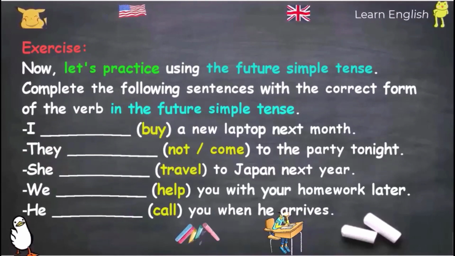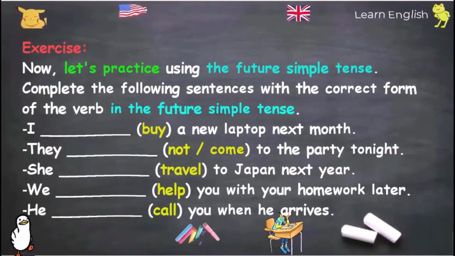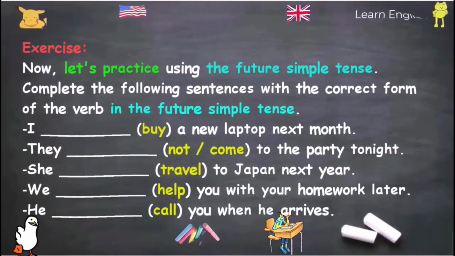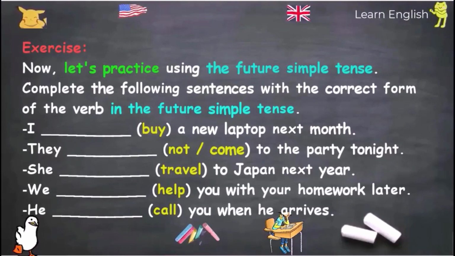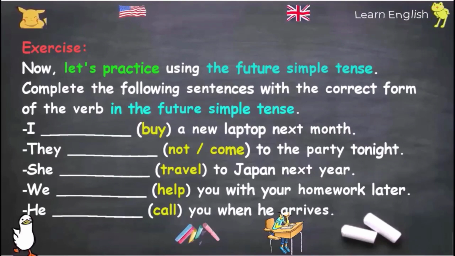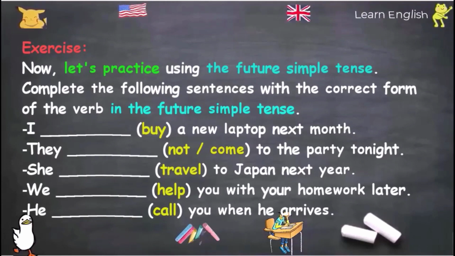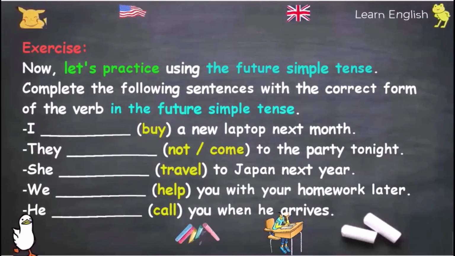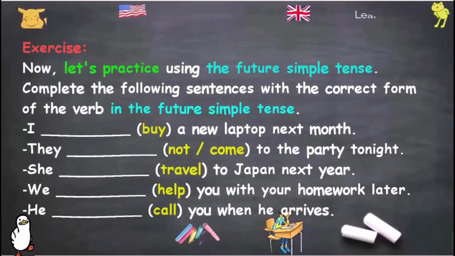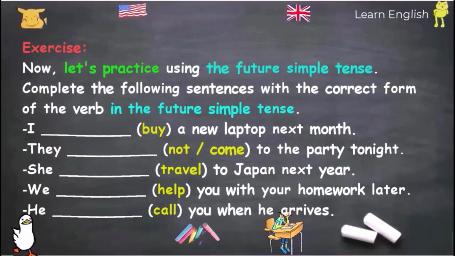Exercise. Now, let's practice using the future simple tense. Complete the following sentences with the correct form of the verb in the future simple tense. I buy a new laptop next month. They not come to the party tonight. She travel to Japan next year. We help you with your homework later. He call you when he arrives.